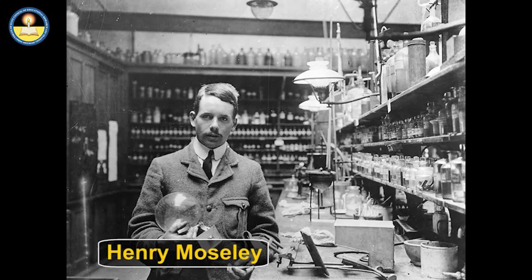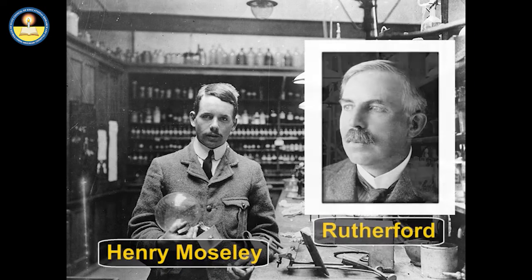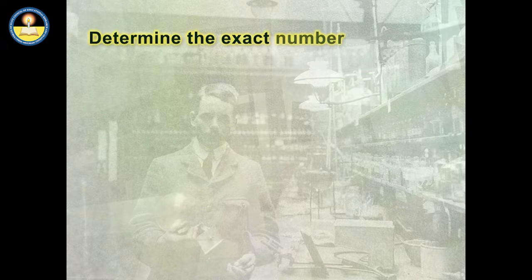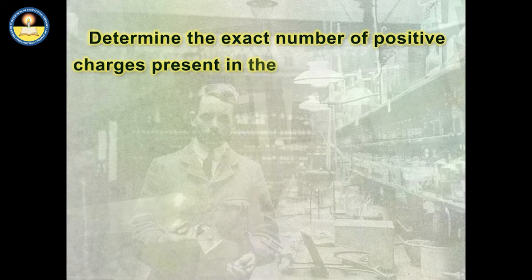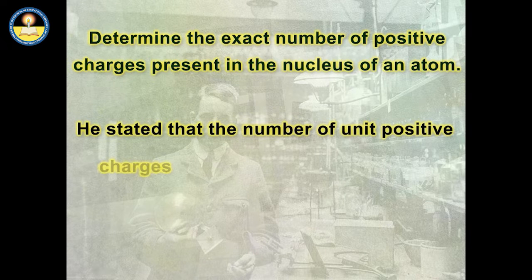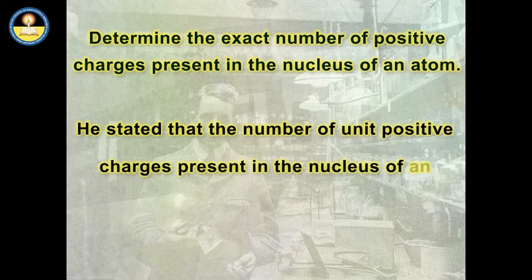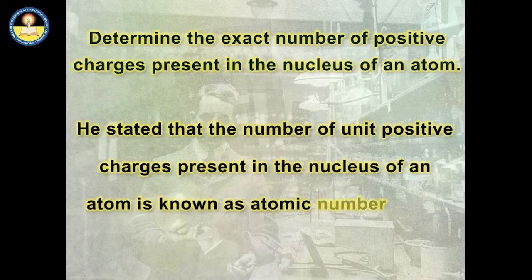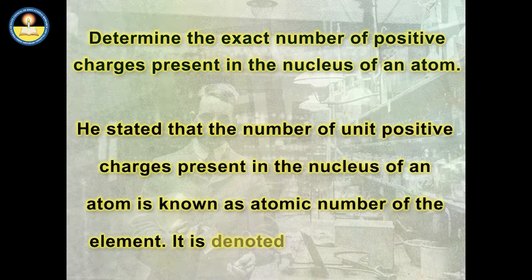Henry Moseley, under the guidance of Rutherford, tried to determine the exact number of positive charges present in the nucleus of an atom. He stated that the number of unit of positive charges present in the nucleus of an atom is known as the atomic number of the element. It is denoted by the symbol Z.